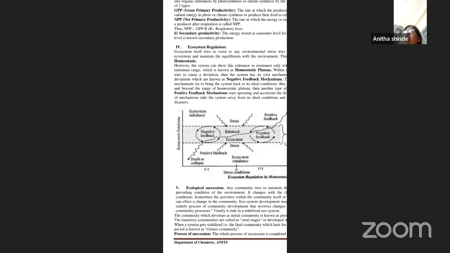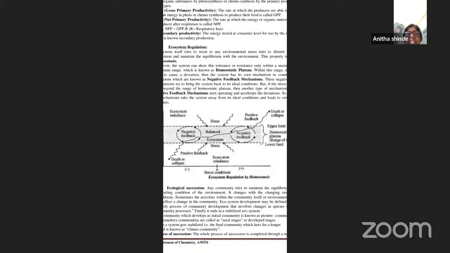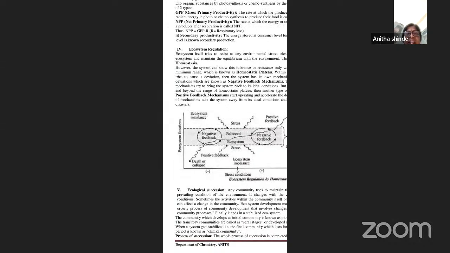So it is an orderly process of community development, and it involves a series of changes that occur in the community process. And finally, it will end up in a stabilized community. The community which develops as an initial community, we call it a pioneer community. When the community is developing, you have different stages. The initial stage, we call it a pioneer community, and the transitory communities, that is in-between communities, we call the serial stages or developed stages. And the final community, we call it a climax community.